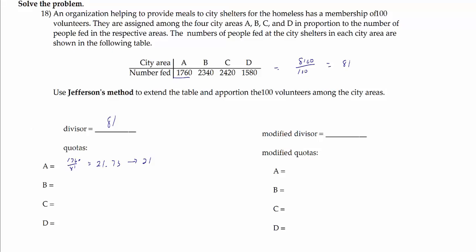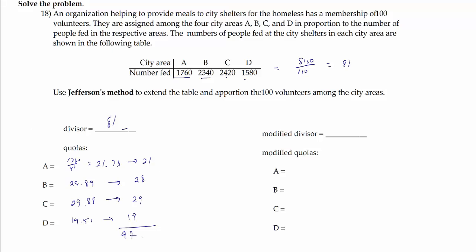I do the same thing for B. I take the 2340, divide it by my divisor 81, and I come up with 28.89. And so my lower quota is 28. For C, divide the 2420 by my 81, and I get 29.88. So lower quota will be 29. And then lastly, D, I take my 1580, divide it by the 81. I have 19.51, and so the lower quota is 19. Now when I add up these numbers to see how many items are apportioned, I get 97.